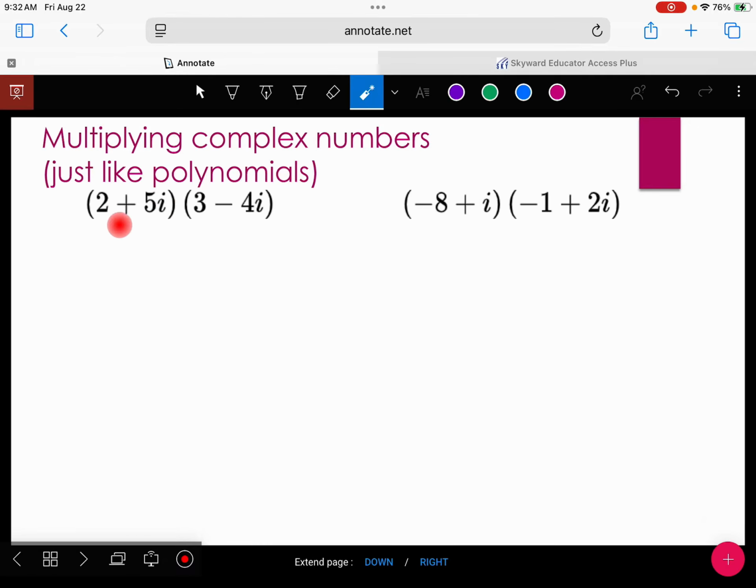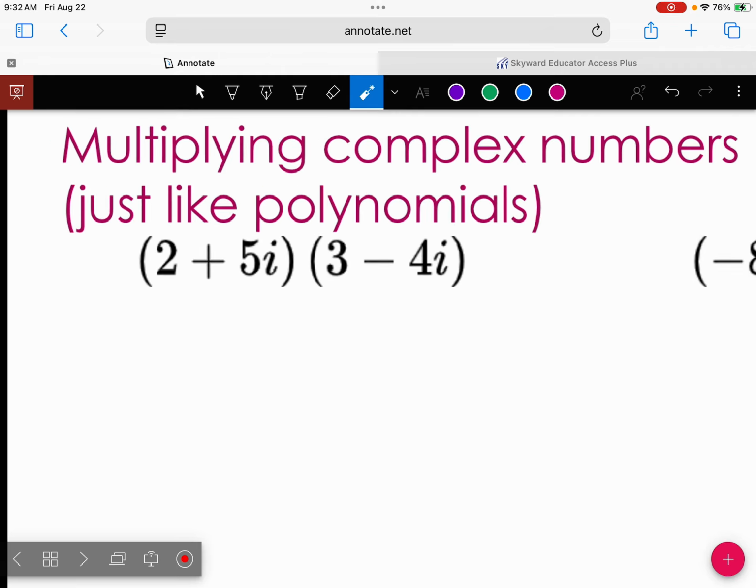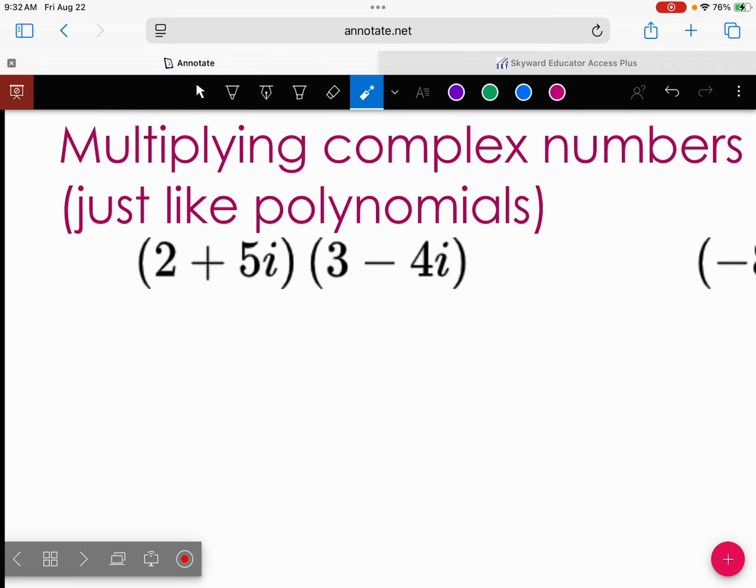Little chunks here where we have a real number like 2 plus 5i. This guy's called a complex number. We're going to multiply it by another complex number, which is a number and an imaginary number. So this is 2 complex numbers that we're going to multiply together. Treat it just like you would if that said 2 plus 5x and 3 minus 4x. And if you need to, switch the i out for x for a minute.